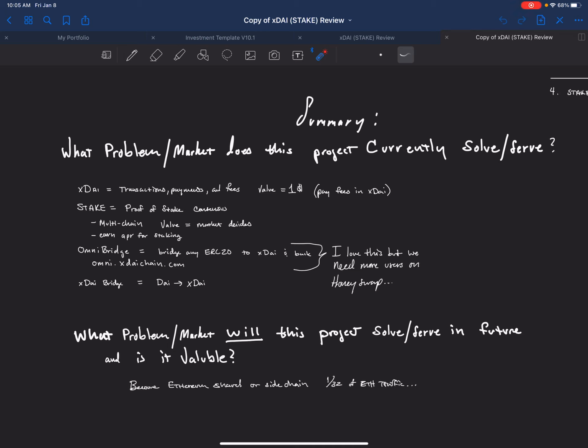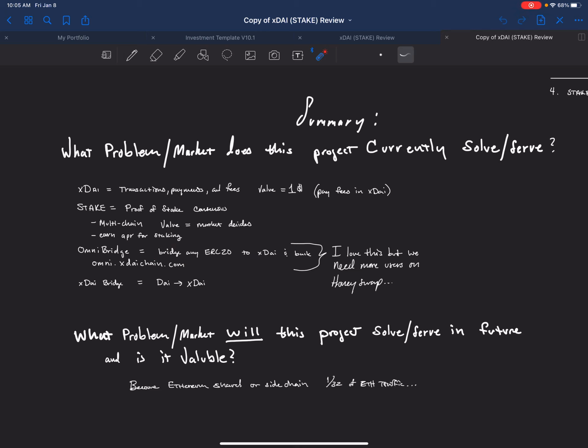So one of the problems that this project solves is basically scaling Ethereum. And it has this Omni bridge, okay? This is the only reason this project's appealing to me right now: this bridge allows for any ERC20 to go to xDAI and back.